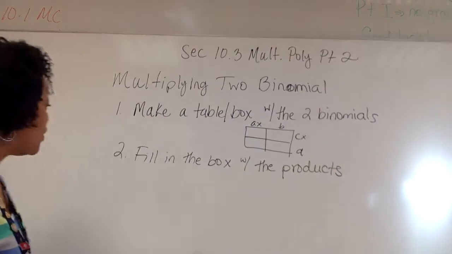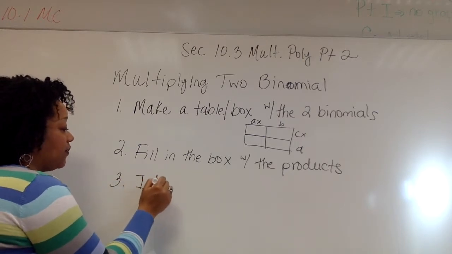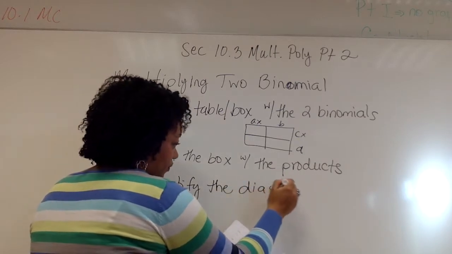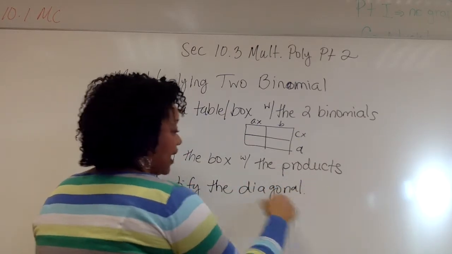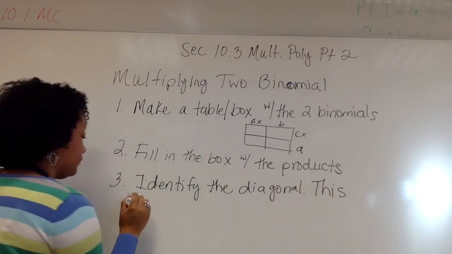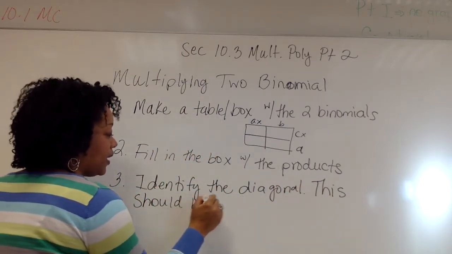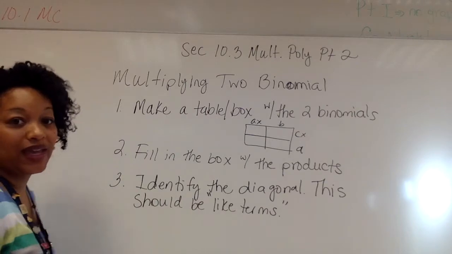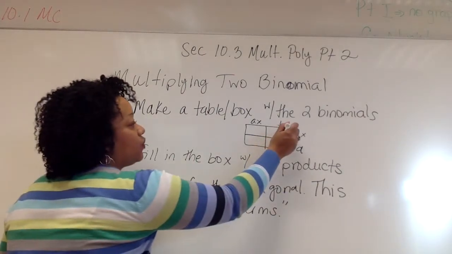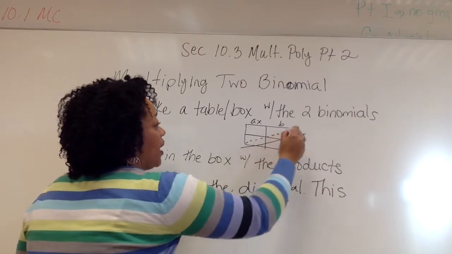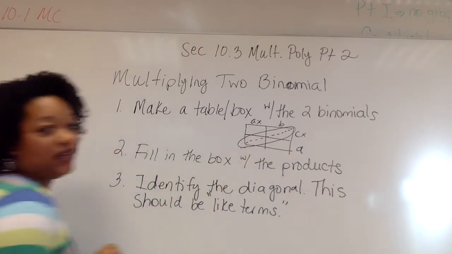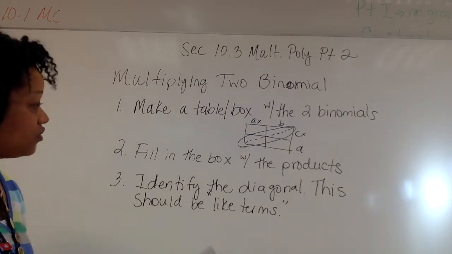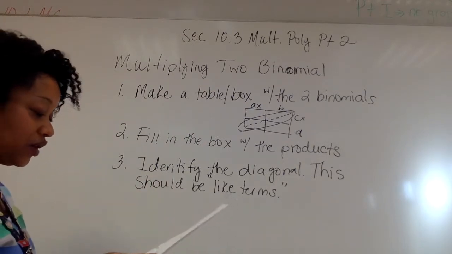All right? Third step, you're going to identify the diagonal. Okay? And I'm going to add a sentence here. This should be like terms. This should be your like terms. Now, for those of us that are right-handed and maybe kind of easy, you know your diagonal is this way. But this is what I'm talking about. When I'm talking about the diagonal, I want the terms that are in these two boxes. Please don't go the other way. So when you circle the diagonal, or identify the diagonal, these will be your like terms.